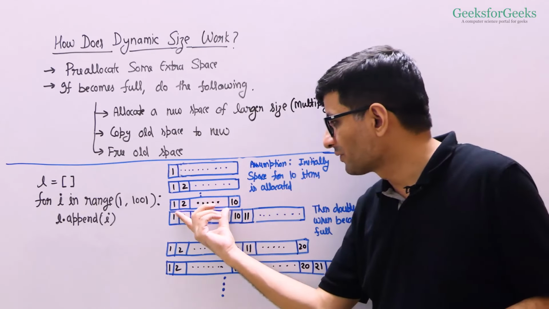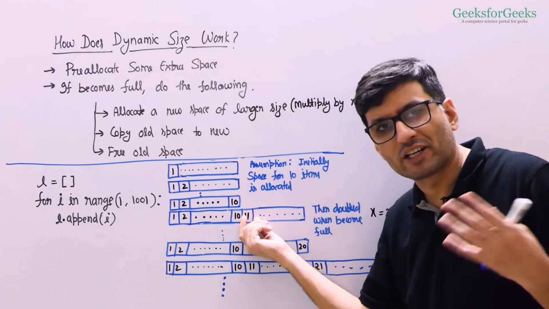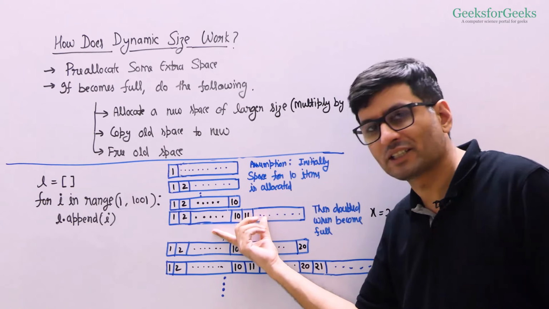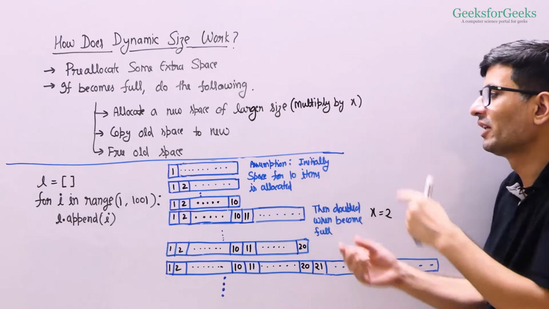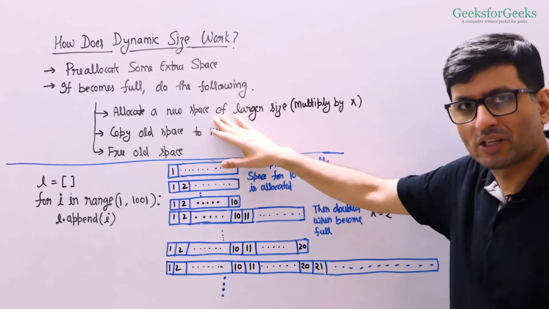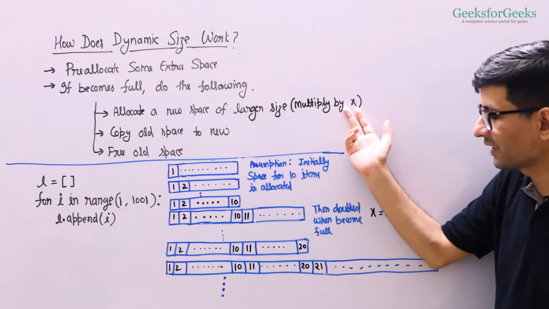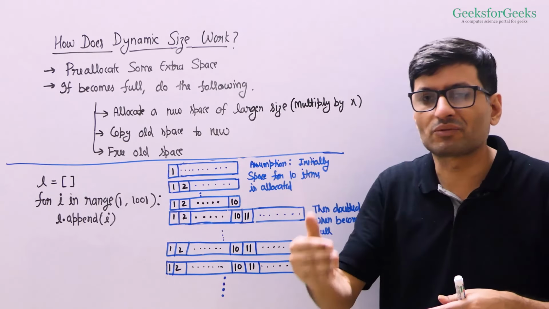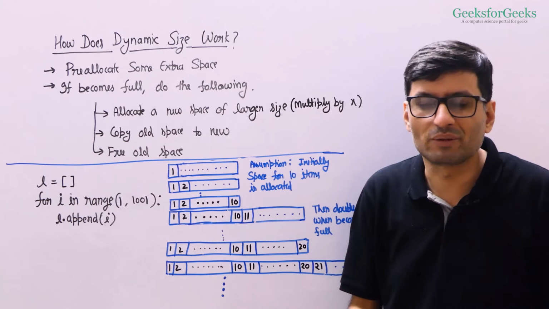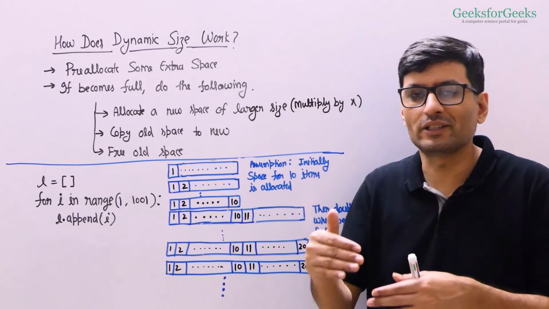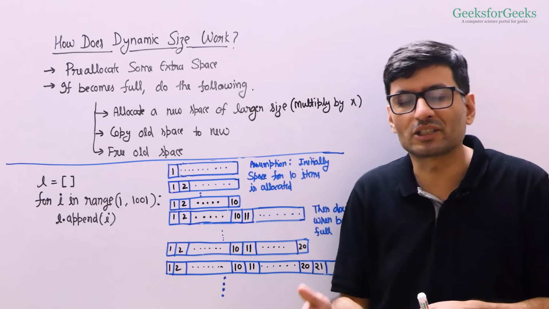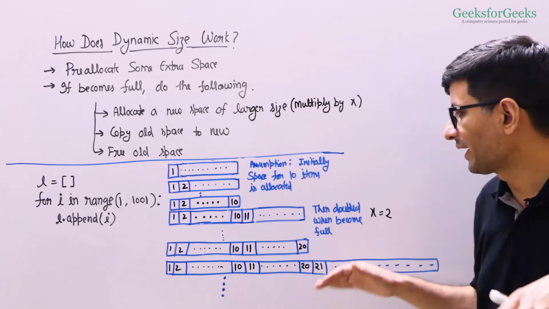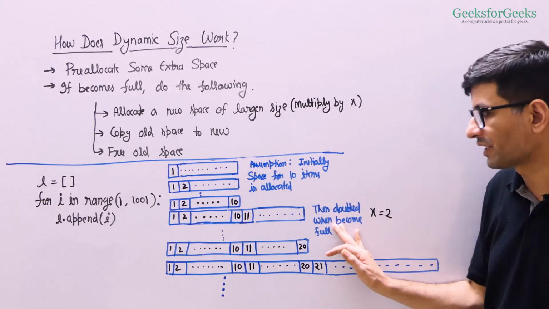So once this becomes full, we allocate memory of double size. Here I have assumed that X is double. So when it becomes full, we allocate space of larger size. We copy the old space and we free the old space. So this space is free. And here I have considered X as 2. So the value of X changes from language to language or implementation to implementation. According to Wikipedia, the value of X for Python implementation is 1.125, not 2. I'm here considering 2 for ease of understanding.